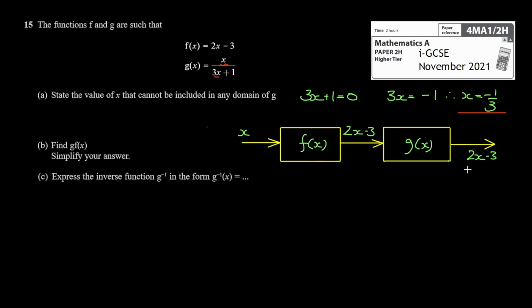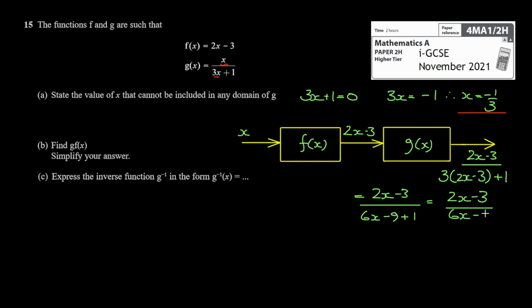So coming out, I get 2x minus 3 divided by 3 lots of 2x minus 3 plus 1. And that simplifies down to 2x minus 3 divided by 6x minus 9 plus 1, and that is equal to 2x minus 3 over 6x minus 8. Yes, I could take a 2 out of the denominator here, but I think that's a perfectly respectable answer.